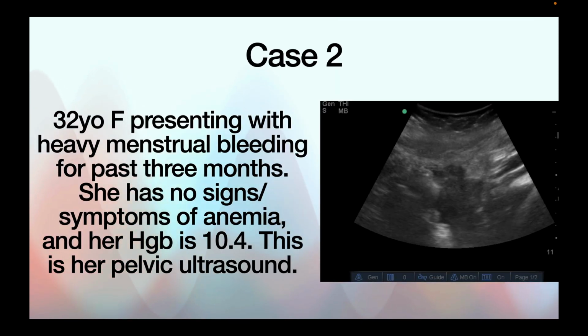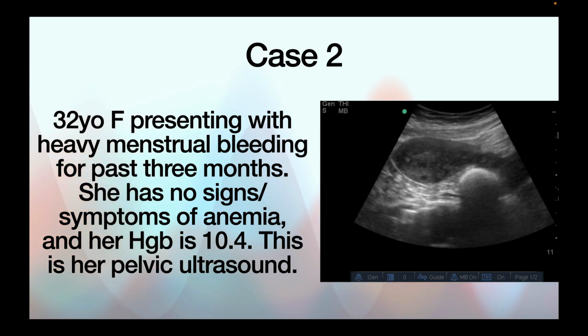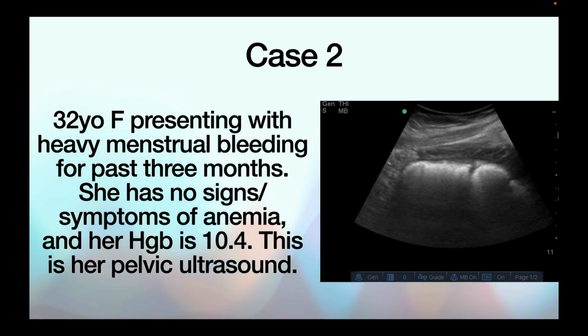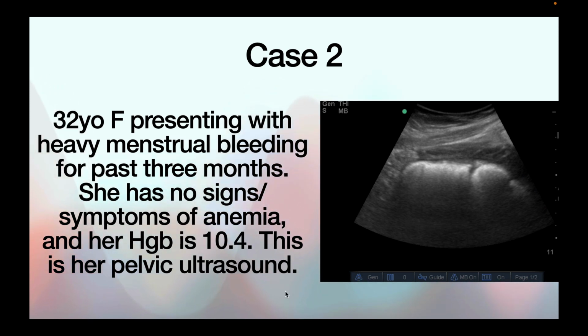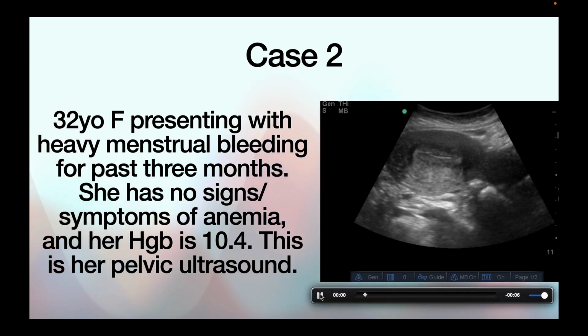Let's talk about case 2. This is a 32-year-old woman with heavy menstrual bleeding. And importantly, you want to ask if there are any signs or symptoms of anemia because of her menstrual bleeding. Things like dyspnea, feeling tiredness, having chest pain, etc. Fortunately, her hemoglobin is not too bad. It's at 10.4. And this is her pelvic ultrasound right here.